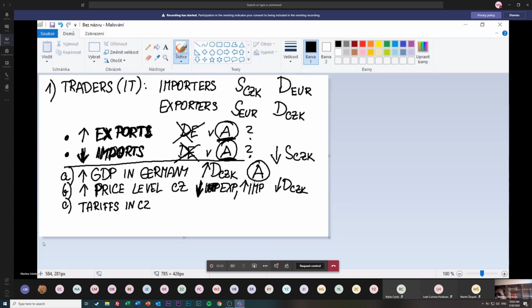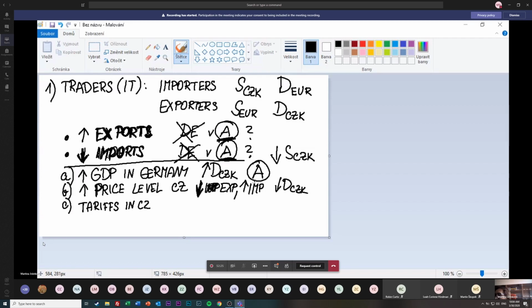So both would influence, the Czech crown would depreciate. So there is decreasing demand and increasing supply, so the Czech crown would depreciate. So exports are decreasing, imports are going up, so the Czech crown would depreciate.